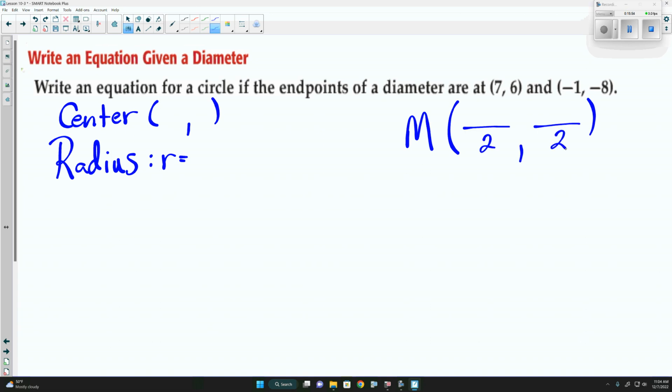And to find the midpoint, we add the two x values together and divide by 2, add the two y values together and divide by 2, and we'll get the midpoint. So for us here, we would take 7 plus negative 1 and divide it by 2, and we would get 3. And we would take 6 plus negative 8 and divide it by 2 to get the y value of the midpoint, which is negative 1. So the center of this circle is the point (3, negative 1).